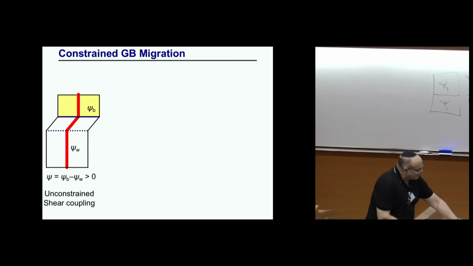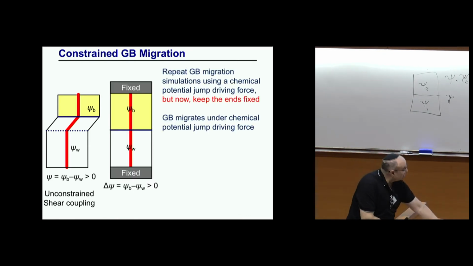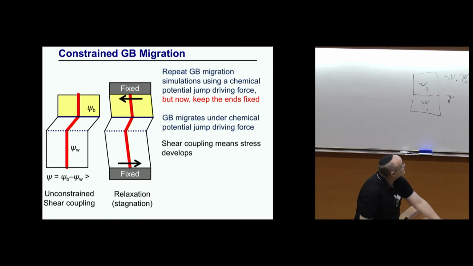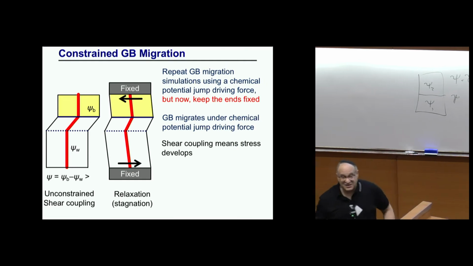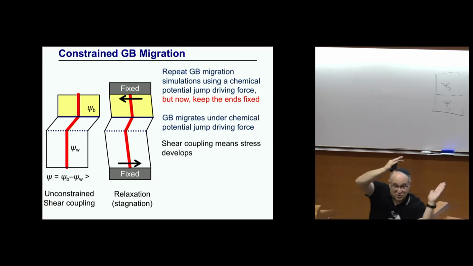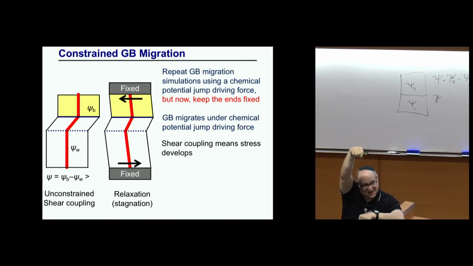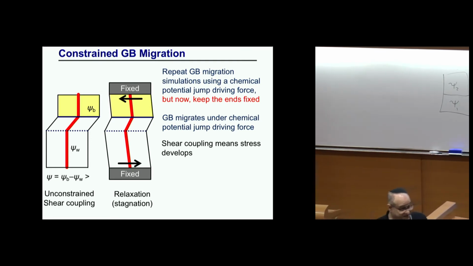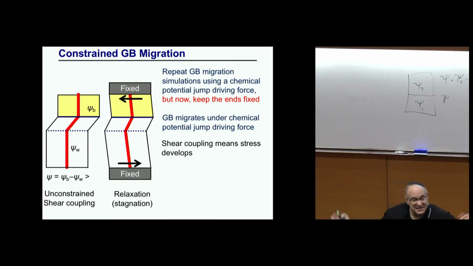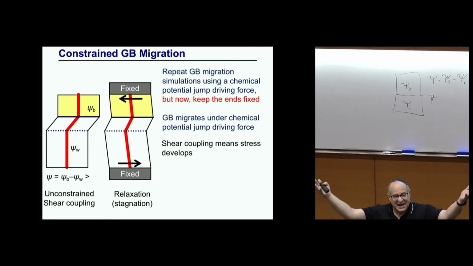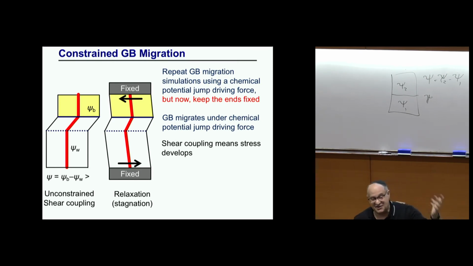So now as the grain boundary moves up and it wants to shear, since the ends are fixed, it's got to strain in order to fit in those fixed end conditions. So as the boundary moves up, I'm building a strain or a stress. And as I build that stress, obviously the energy of the system is going up. And eventually that energy can become so high that I counteract this chemical potential difference. And it's got to stop.